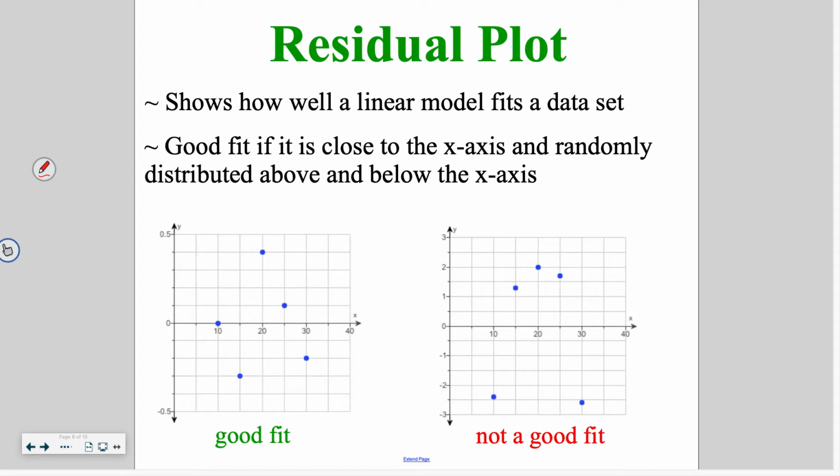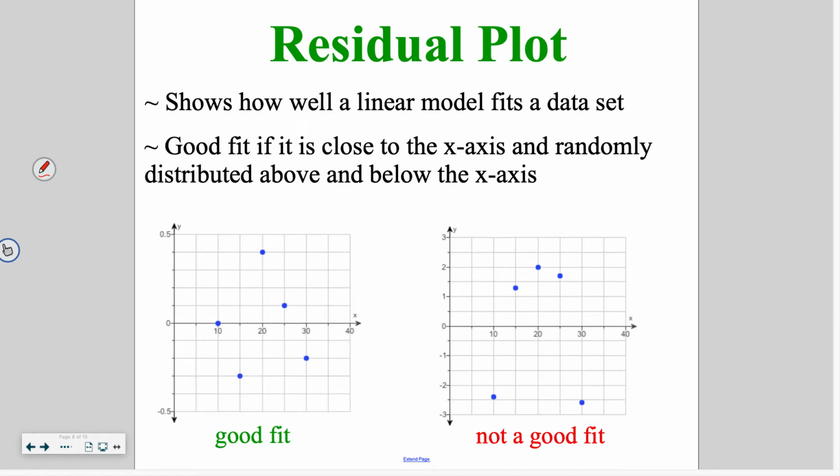And then we want to make sure that they're distributed above and below the x-axis. So if all of our values fell above 0, that means all of our predictions are above the actual data points and our line is probably too high. If all of our predictions fall below, then that means our line is too low for the actual data. So overall, we want to stay close to the x-axis with some above and some below. This first one is a good example of a residual plot because we only go up and down by a half. All of our residual values are in between negative a half and a positive a half, so that's going to end up super close to the x-axis.